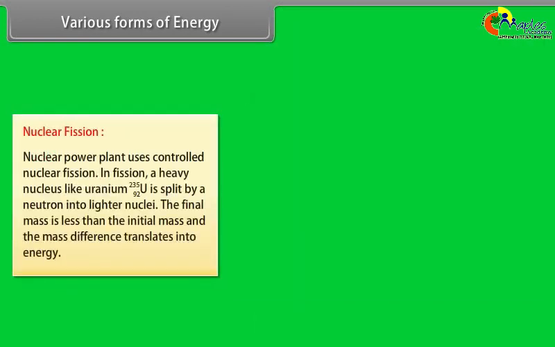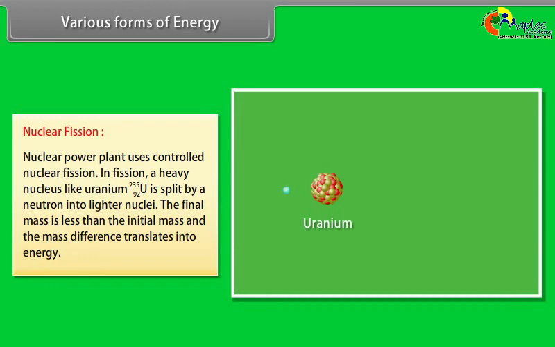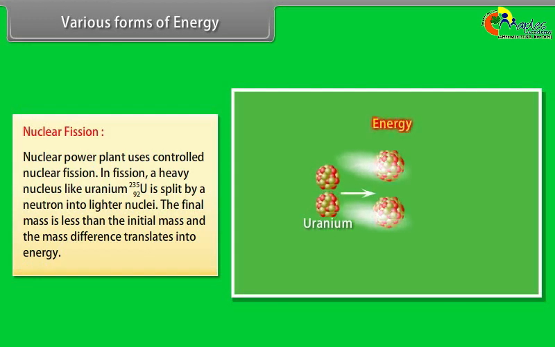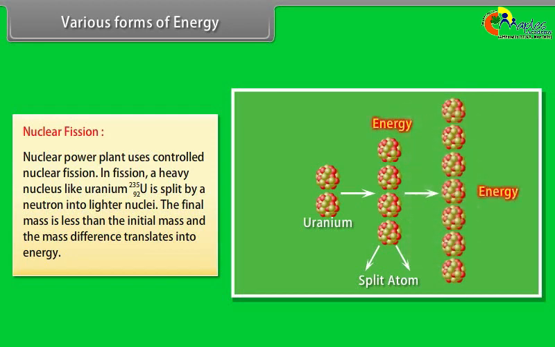Nuclear fission. A nuclear power plant uses controlled nuclear fission. In fission, a heavy nucleus like uranium-235-92 is split by a neutron into lighter nuclei. The final mass is less than the initial mass, and the mass difference translates into energy.